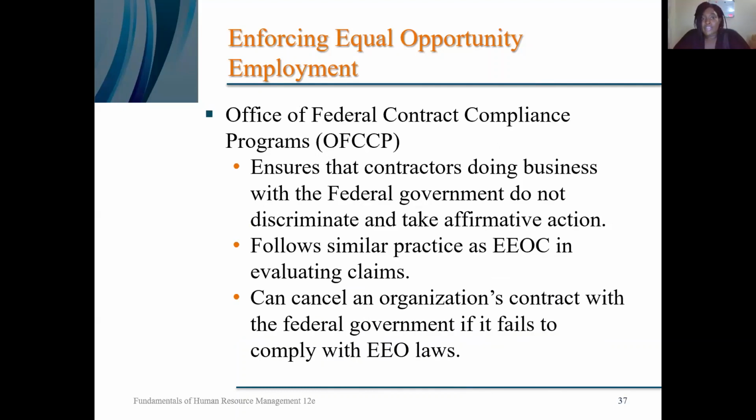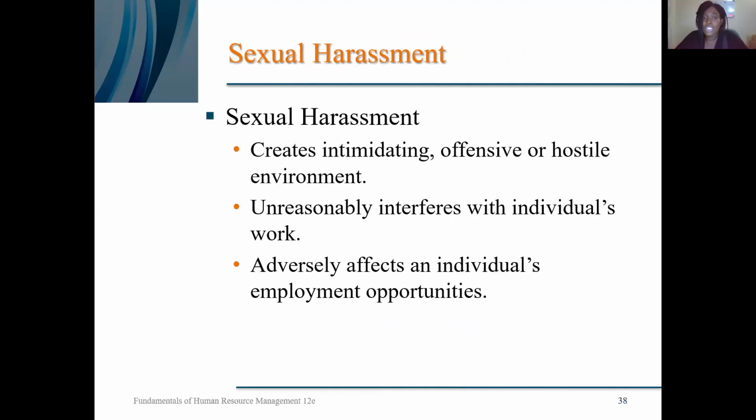So we also have the Office of Federal Contract Compliance, which ensures that contractors doing business with the federal government do not discriminate and take affirmative action. It follows similar practices to the EEOC in evaluating claims and can cancel an organization's contract with the federal government if it fails to comply with the EEO laws.